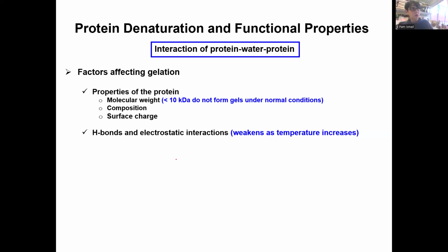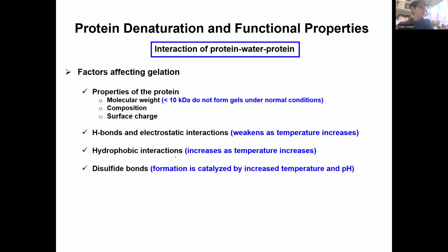So hydrogen bonds and electrostatic interactions weaken as temperature increases. So they also lead to protein denaturation with unfolding, and hydrophobic interactions are strengthened. Okay, so we have to remember that. So it's kind of like bringing the proteins together via hydrophobic interactions, and when they are in close proximity, if there are free sulfhydryl groups, then disulfide interchange happens and stabilizes that gel matrix. And disulfide interchange is stimulated by temperature as well as pH. So neutral pH or a little higher stimulates disulfide interchange.